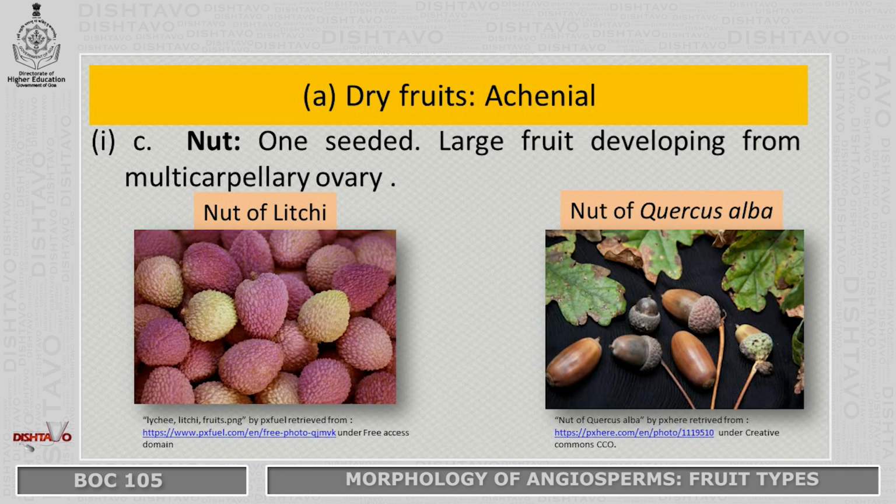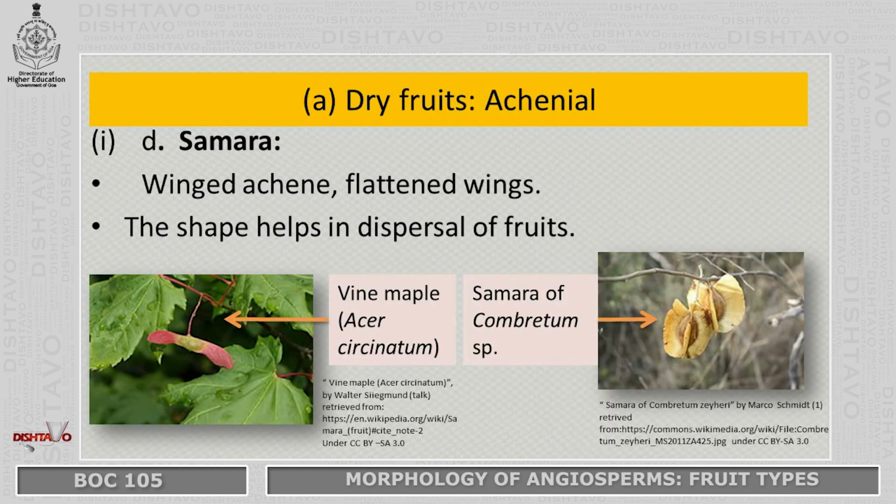The third type is nut. Nut is a one-seeded, large fruit which develops from a multicarpellary ovary. We have examples here as lychee and nut of Quercus alba. In nut of lychee, we see that it has a large single seed which has an edible fleshy layer above it, and then you have the hard pericarp, that is the exocarp. Then we have nut of Quercus alba. Again, it has one large seed and a cup shaped at the base of the fruit.